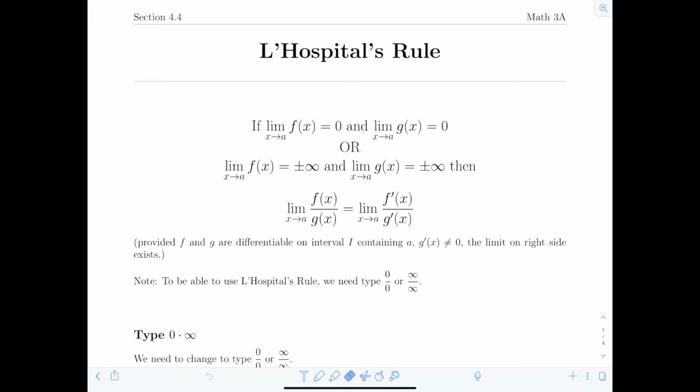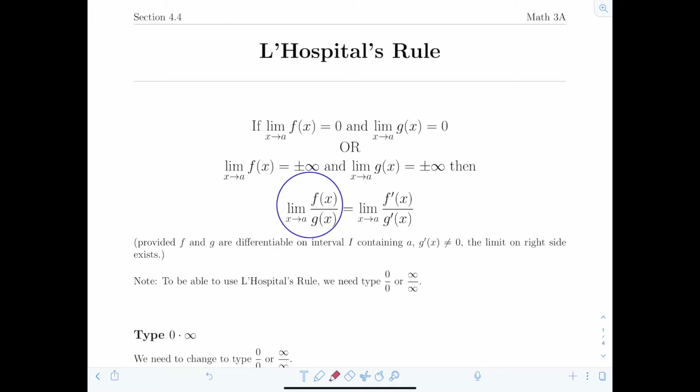Okay, so L'Hopital's rule states if the limit as x approaches a for both f of x and g of x is equal to 0, or if the limit as x approaches a for f of x and g of x is equal to either positive or negative infinity, then the limit as x approaches a of the ratio or the quotient of those two functions is equal to the limit as x approaches a of f prime of x over g prime of x. So the limit that we're trying to evaluate is equal to the limit of the derivative of the numerator over the derivative of the denominator.